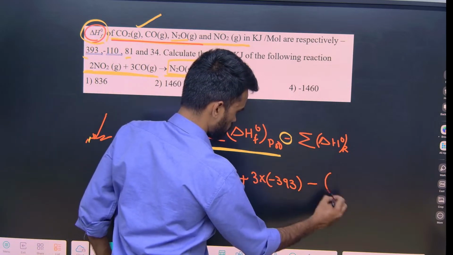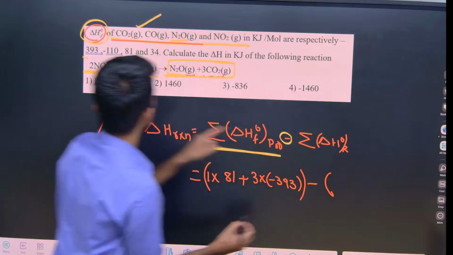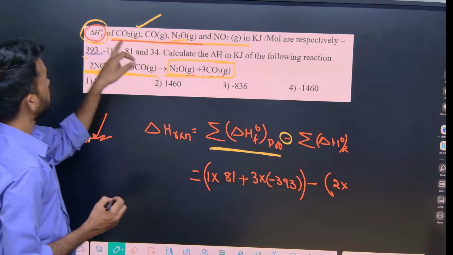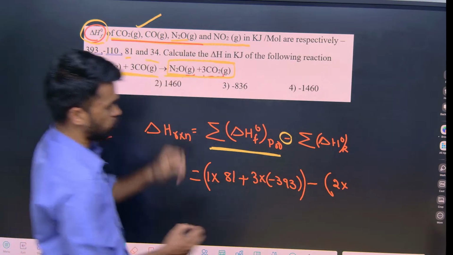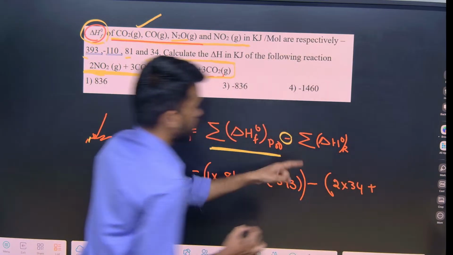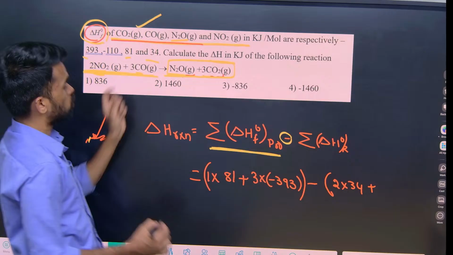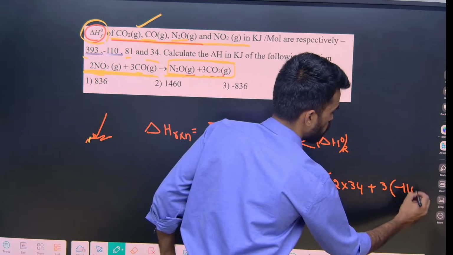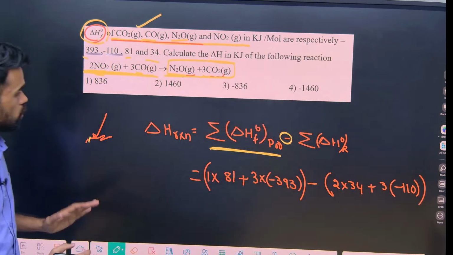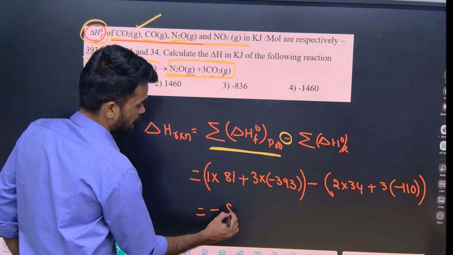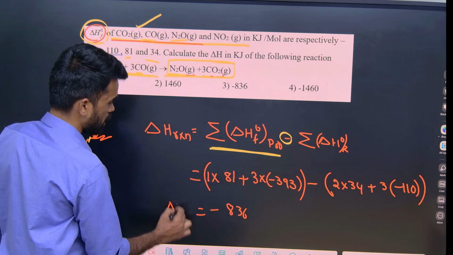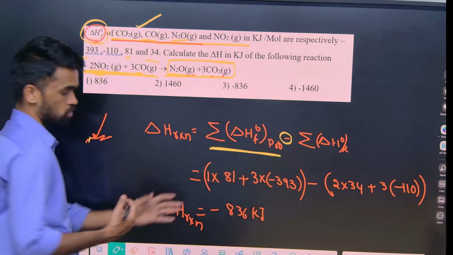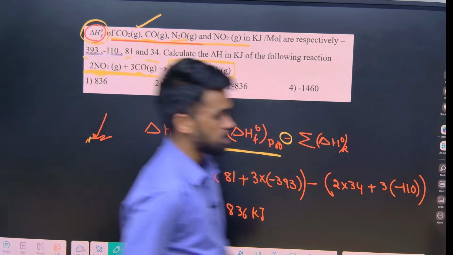And the reactants: NO2 is there. How many? 2 NO2, so 2 into the last value, that is 34, plus 3 CO. So 3 into the CO value, that is minus 110. Upon simplifying this, you are going to get the enthalpy of reaction as minus 836 kilojoule per mole. This is the answer for the discussion.